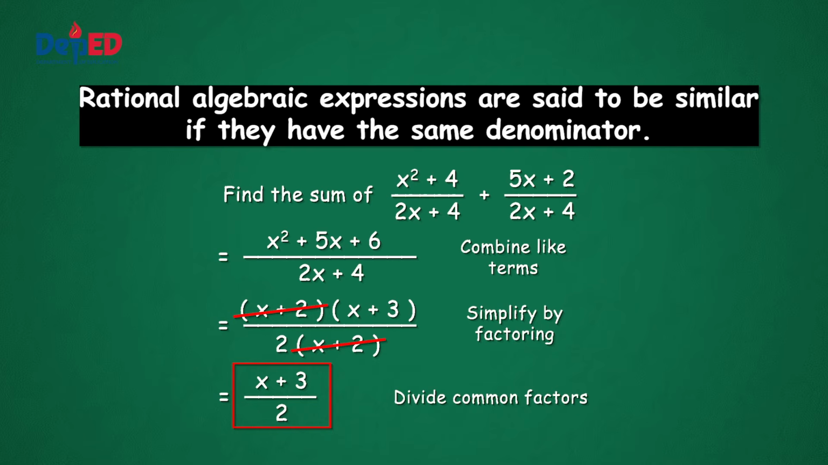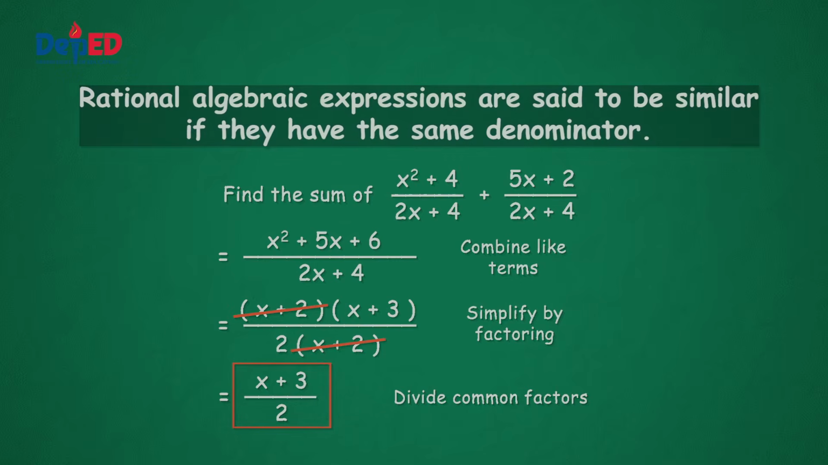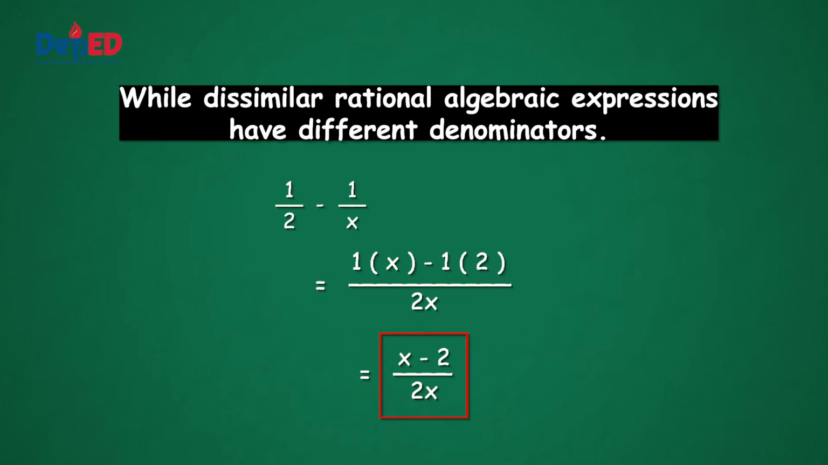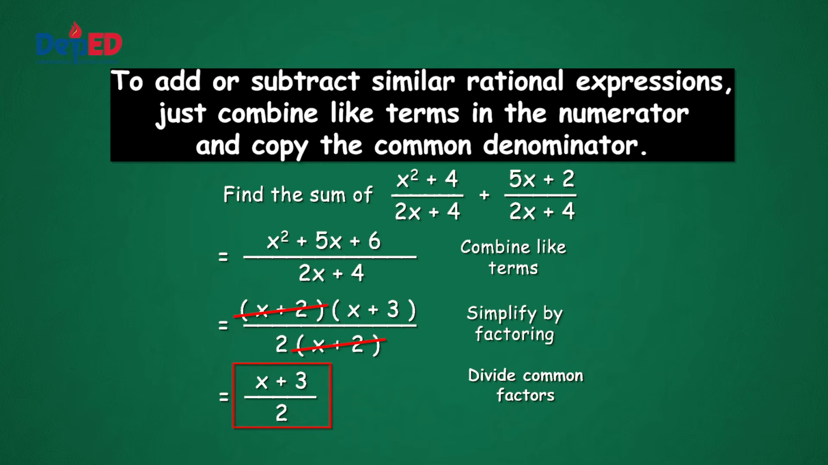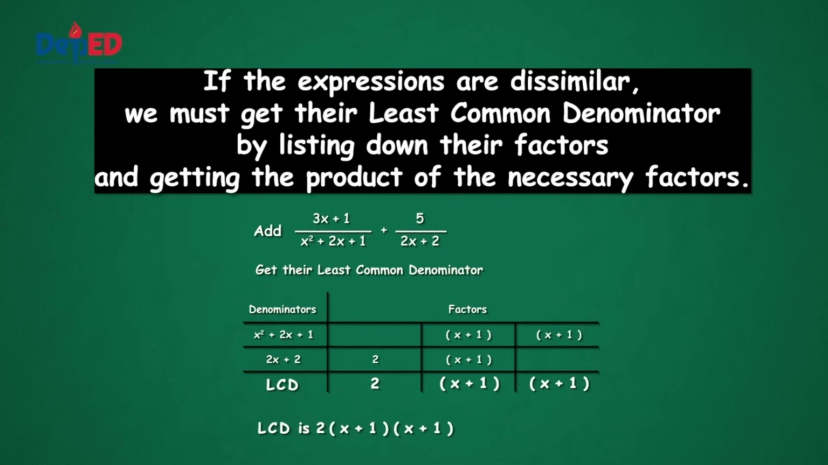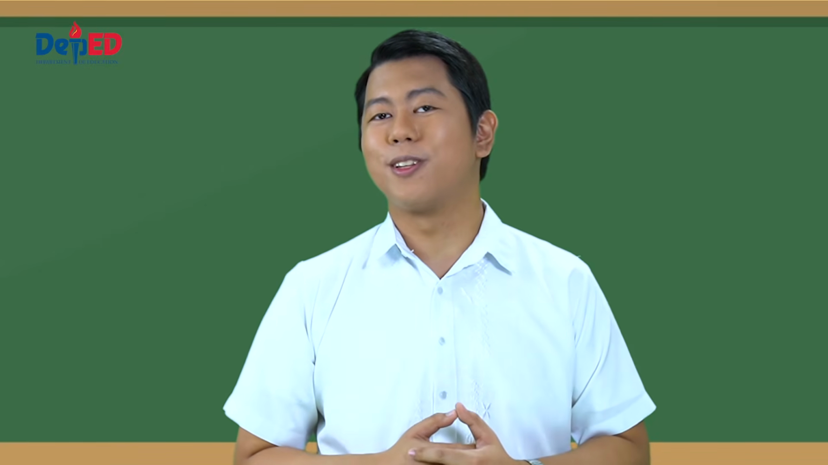Rational algebraic expressions are said to be similar if they have the same denominator, while dissimilar rational algebraic expressions have different denominators. To add or subtract similar rational expressions, just combine like terms in their numerator and copy the common denominator. If the expressions are dissimilar, we must get their least common denominator by listing down their factors and getting the product of the necessary factors. You can use a table like in our previous examples.